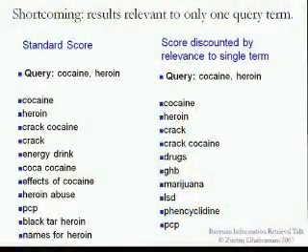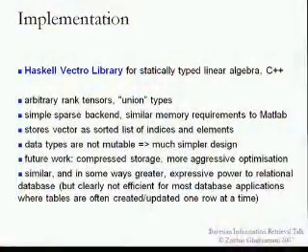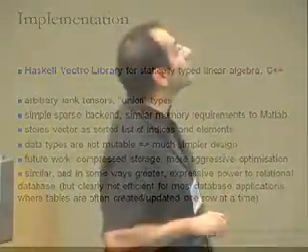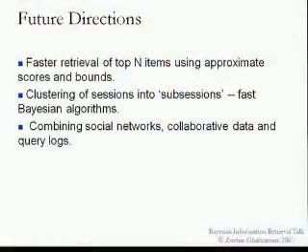So, just in terms of implementation, I already mentioned the Haskell matrix library, and this is a nice way of showing that it scales very well. This is one of the things that Frederick has done. A very interesting contribution. This extends outside of this. Some future directions. We really want faster retrieval of the top-end items, and there are nice ways of doing approximate scoring by using bounds on these probabilities.